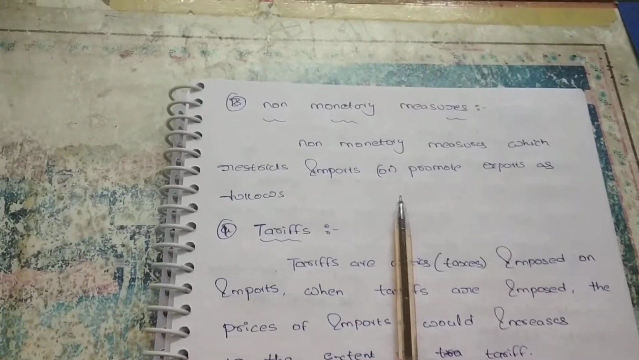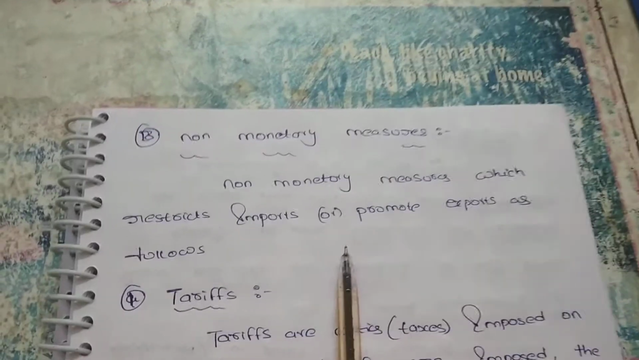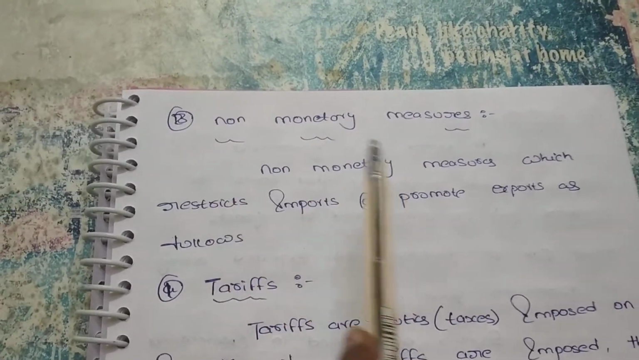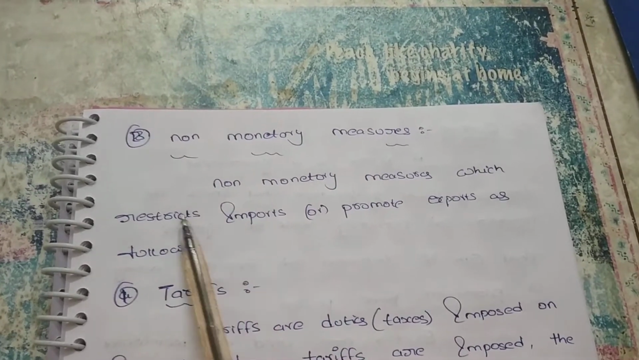If you have any doubt in these measures, please let me know. I will definitely clarify your doubts. Now we are shifting to non-monetary measures. What are the non-monetary measures to control the disequilibrium in balance of payments in international trade?